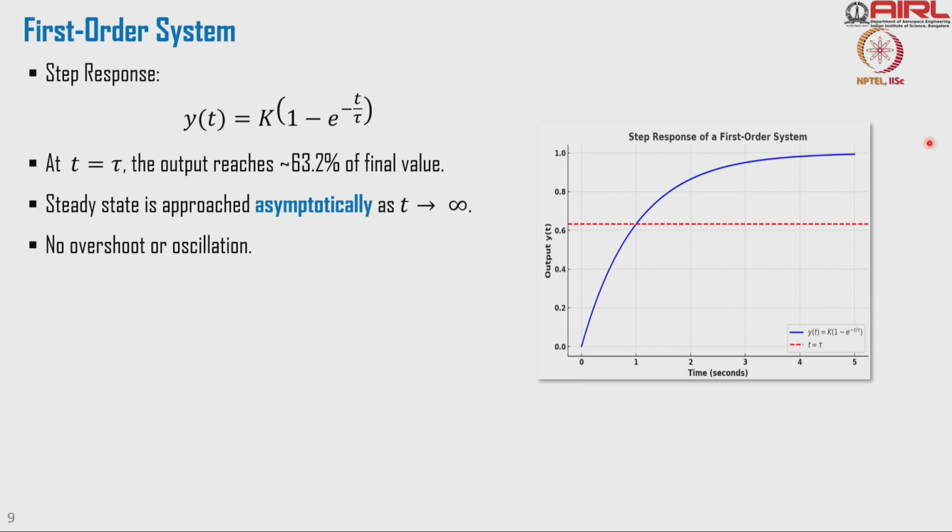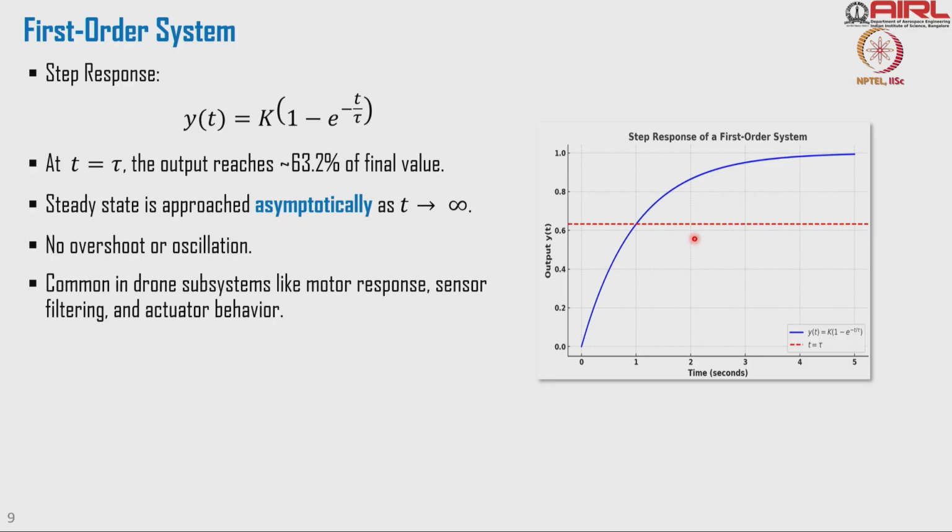What is going to happen? Look at this particular response. A first order system does not have any oscillations or overshoot.